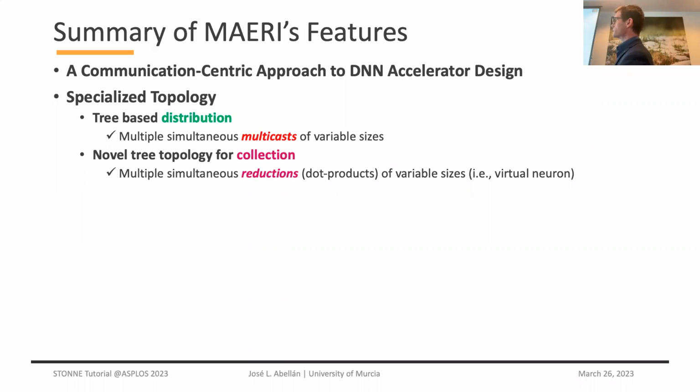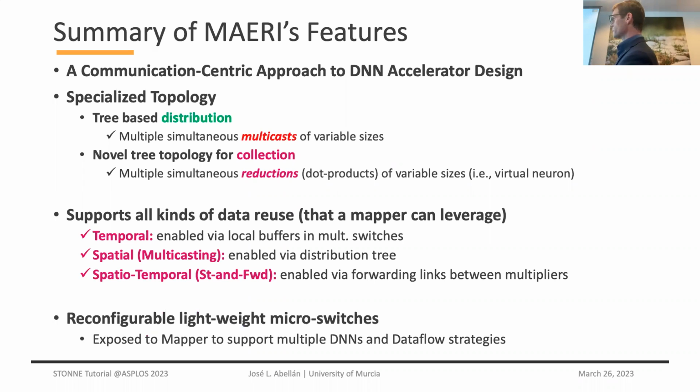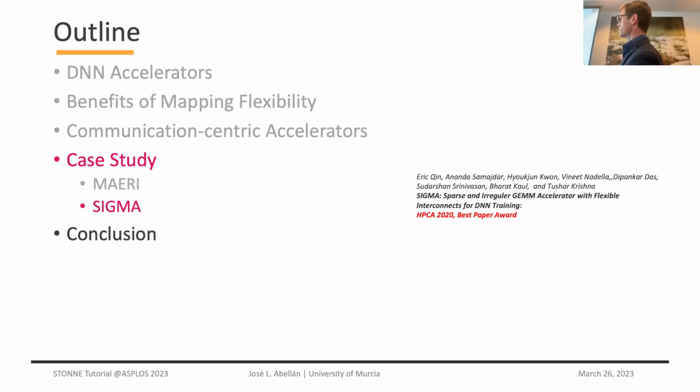So MAERI has these special features in which it distinguishes between different distribution, reduction, and multiply networks that enable all these multicasts and all the reductions in order to support all kinds of data reuse. And then we need these micro switches in order to reconfigure the architecture for each individual workload to make the execution efficient.